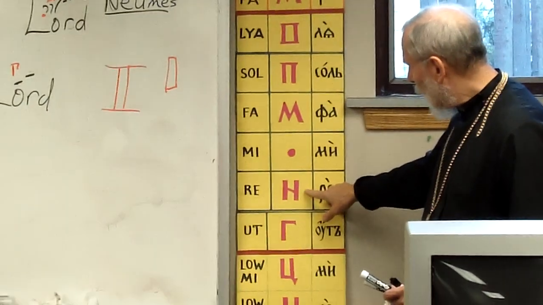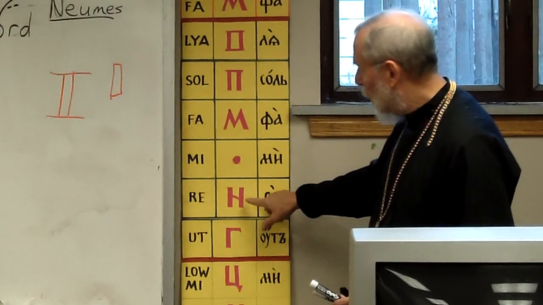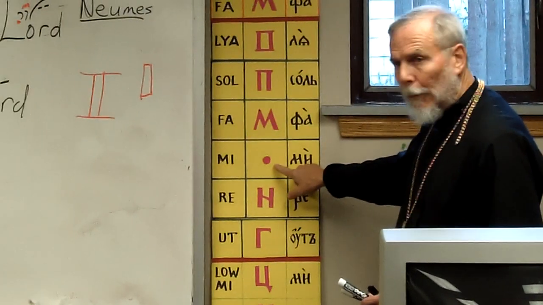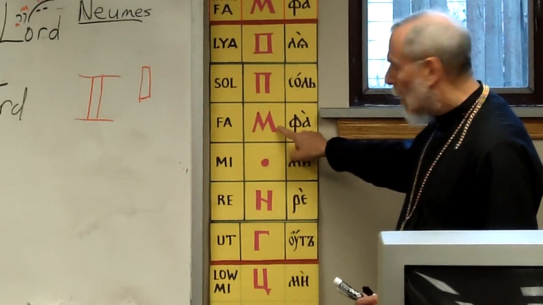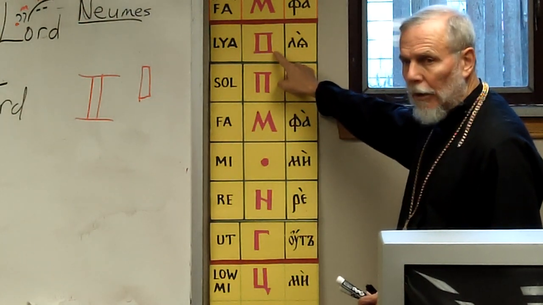Again, you have to simply memorize that this letter that looks like a Slavonic k or g is ut. And this note that kind of looks like a Slavonic or Russian or Cyrillic n is re. The period is mi. The m is fa. The pi is sol. And this is lya.